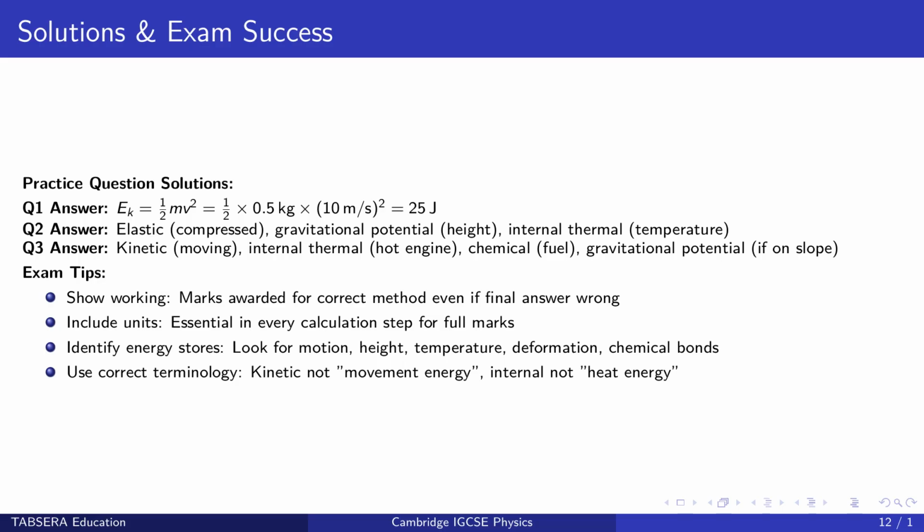For question 3, a hot moving car has multiple stores. Kinetic energy from its motion. Internal thermal energy from the hot engine. Chemical energy stored in fuel. And gravitational potential energy if on a slope.